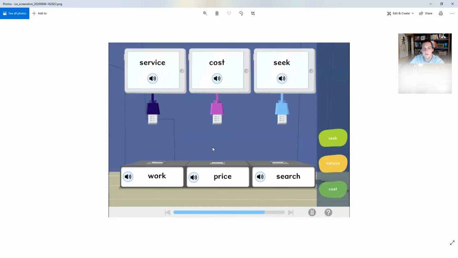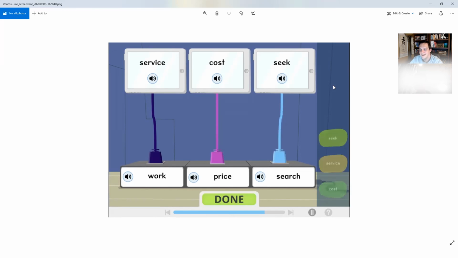All right, so in this one, we've got service, cost, and seek. We're trying to match each of the words with the synonym for it. So first one, we have service. Is it a kind of work? Is it a kind of price? Or is it a kind of search? What is service? Work. Yeah. How about cost? Cost is price. What is seek? Seek is a search. That was too easy because they all went straight down.